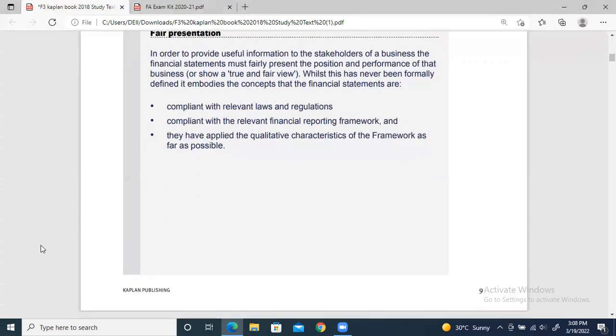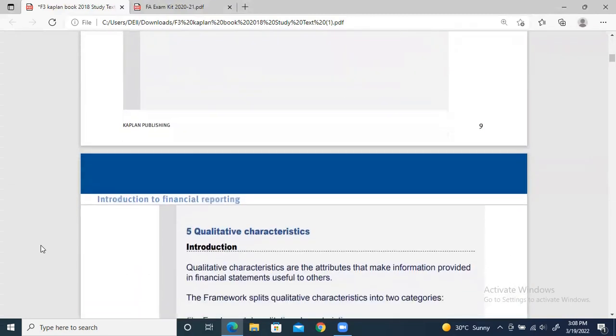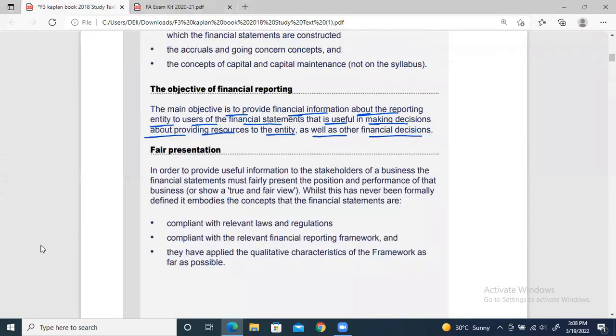Okay, so over here you can see there are a few words like fair representation and all the other things. We'll be seeing this, right? So what is fair presentation? Let's look. In order to provide useful information to the stakeholders of the business, the financial statements must fairly present the position and performance of that business, which is basically called a true and fair view, right? So why is this important? So that all companies adhere and comply to the framework, the accounting standards framework, which we are studying right now. And fair presentation is important so that there is no fraud element or theft element or the company trying to scam customers. So there is nothing such as this. That's why fair presentation is important over here.